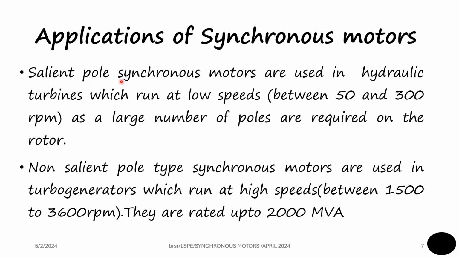The salient pole or the projecting pole type of synchronous motors are used in hydraulic turbines which run at low speeds between 50 and 300 rpm, as a large number of poles are required on the rotor. Non-salient pole or cylindrical type of synchronous motors are used in turbo generators which run at high speeds between 1500 and 3600 rpm. They are rated up to 2000 MVA.